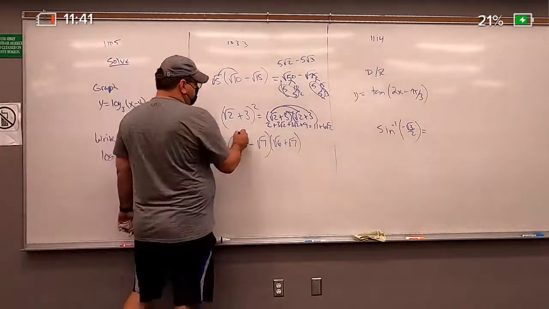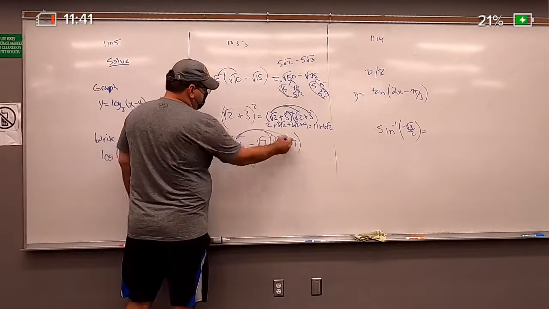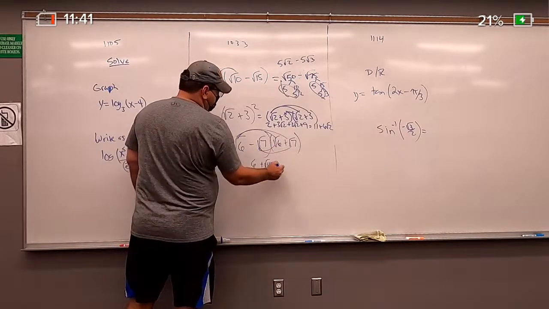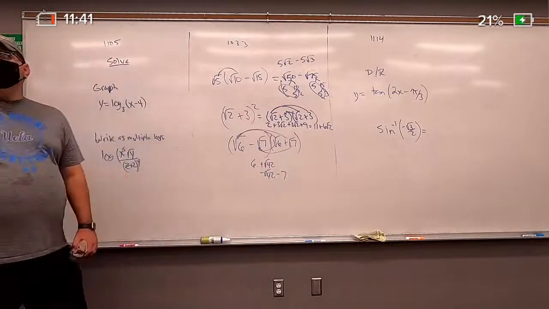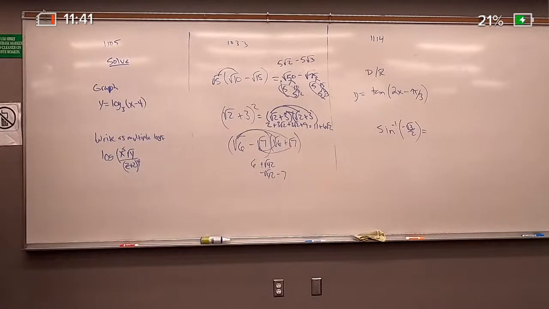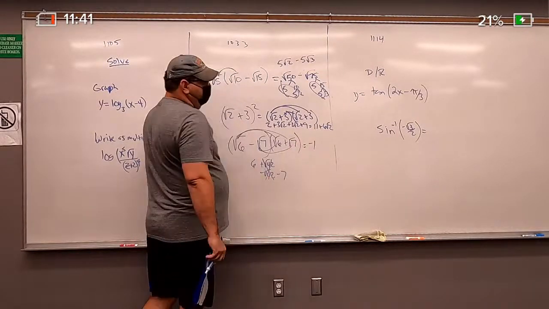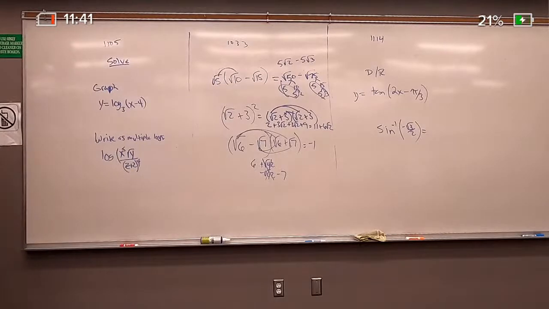Alright, here, square root of 6 times square root of 6 is 6, plus the square root of 42, minus the square root of 42, minus 7. You agree? Middle terms cancel. 6 minus 7 is negative 1. Good? Yep. Alright, Kyle.